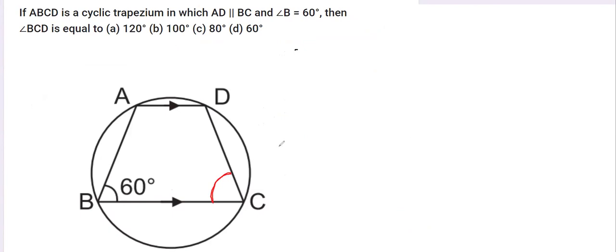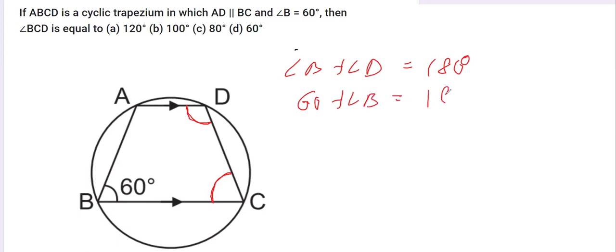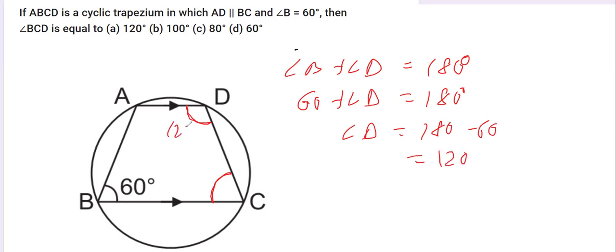Now, the property we are going to use first is that opposite angles of a cyclic quadrilateral are supplementary. So clearly angle B plus angle D should give you 180 degree. As we know the value of B, which is 60 degree, B plus D is 180 degree. This is because opposite angles of a cyclic quadrilateral are supplementary. So we'll get angle D as 180 minus 60, that is 120 degree. So we got this angle as 120 degree.